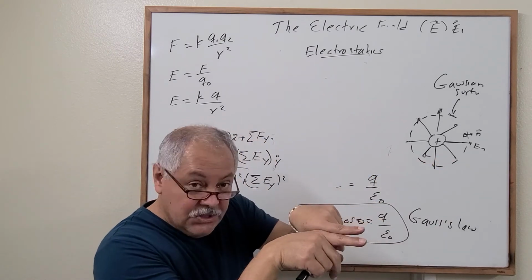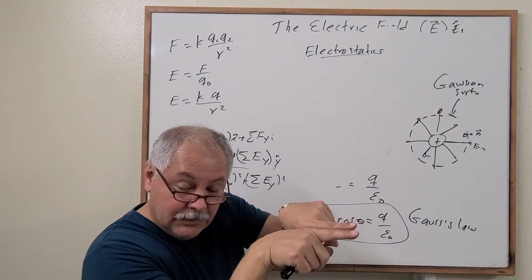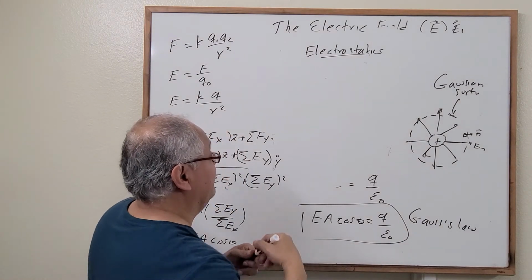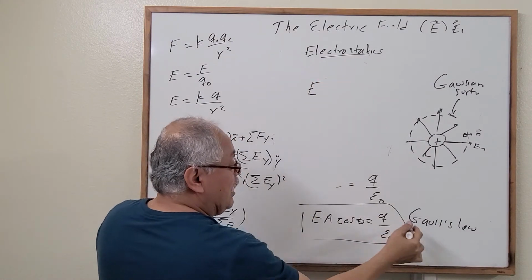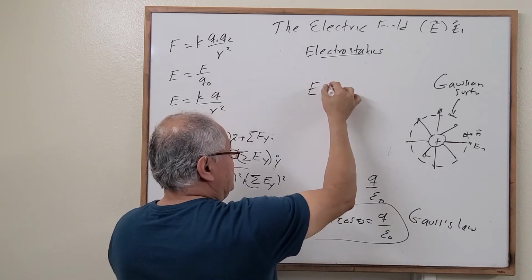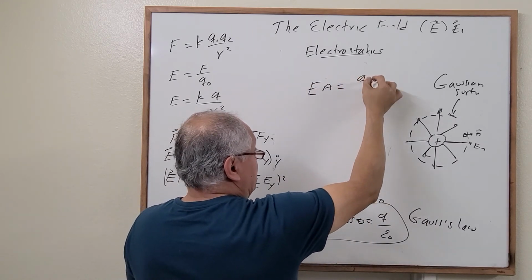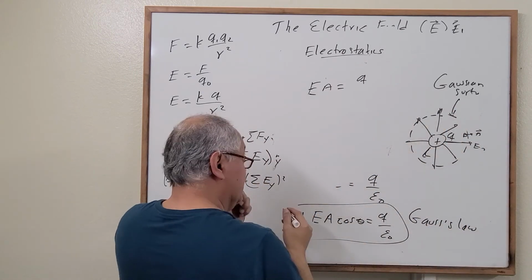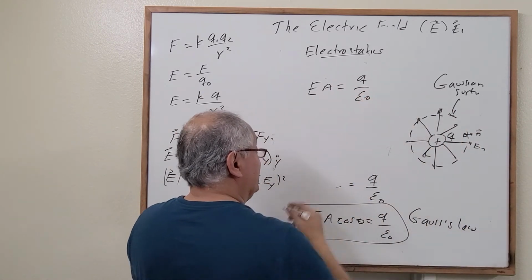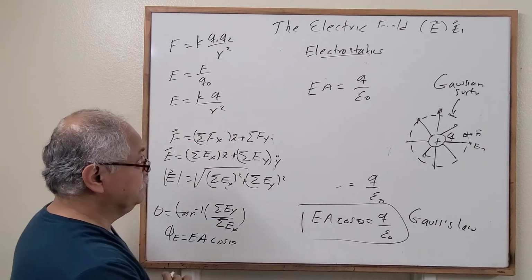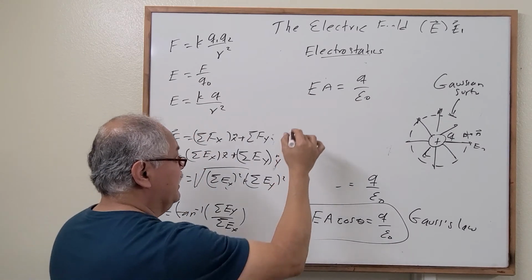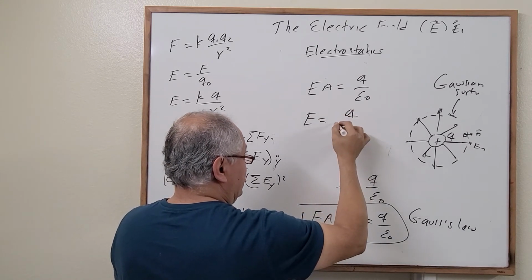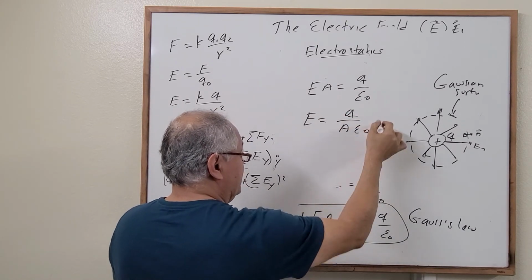Cosine 0, because when they're parallel the angle is 0, so cosine 0 is going to be 1. So what do we have then? According to Gauss's law, the electric field times the area is equal to the total charge enclosed by the surface divided by epsilon naught. And then we solve for the electric field. So the electric field is equal to charge divided by area times epsilon naught.